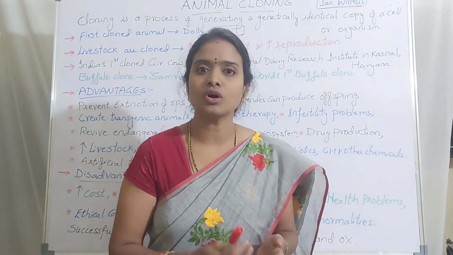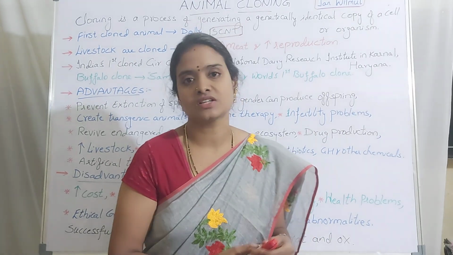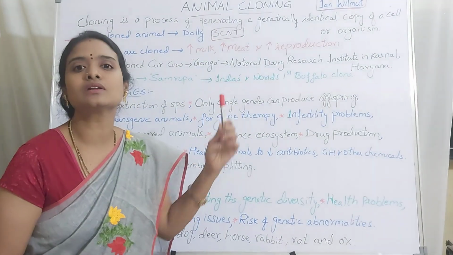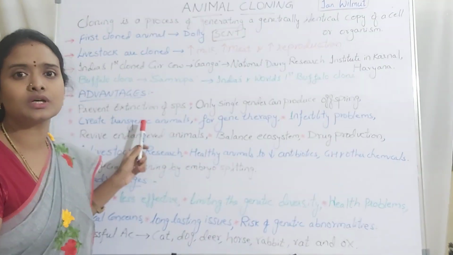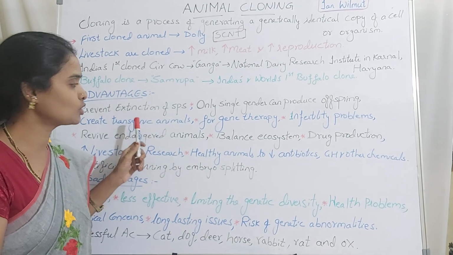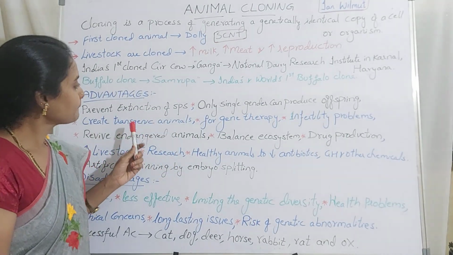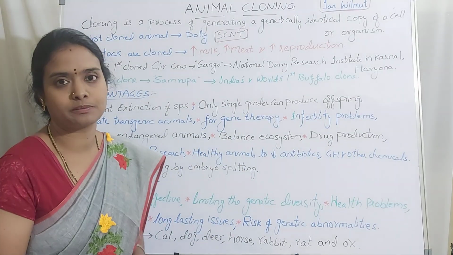So if you want an exact Xerox copy, the same genetic copy of the transgenic animal, then again you can go for the animal cloning technique, where by using this transgenic animal, you can produce the same genetic copy of progeny animals. Right? Then the next advantage is in case of gene therapy.